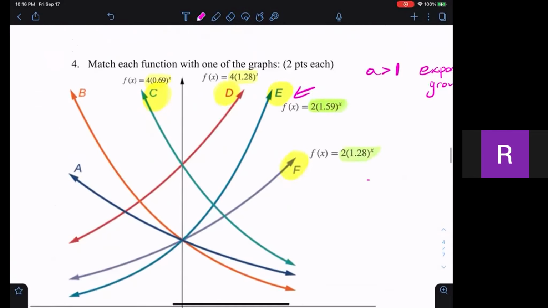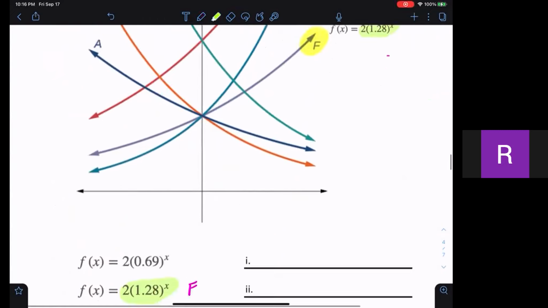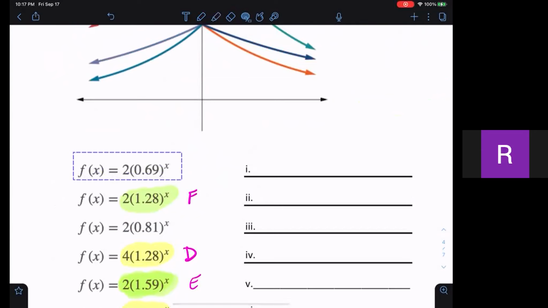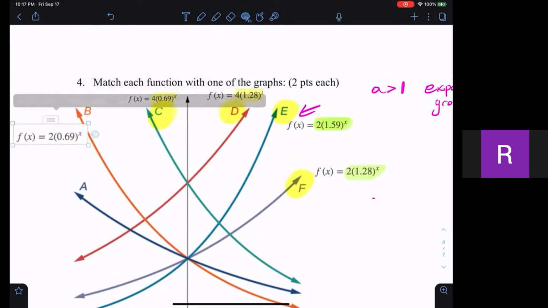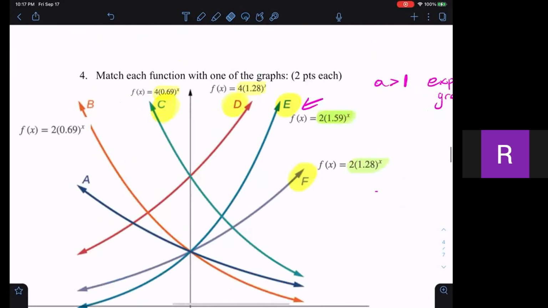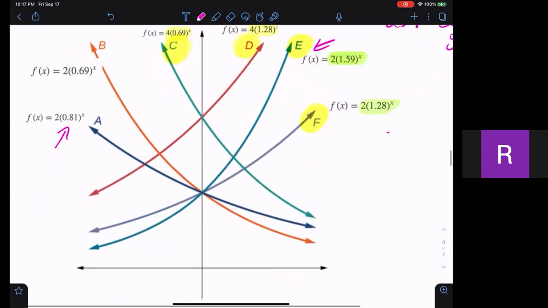Now we have the other two left, A and B. We know it's decay because they're both going down. Now, let's do this. Remember, this is decay, right? So the one that has the slowest decay rate, it should be this one. Why? Because this one has the slowest decay rate, and this 2.81 has the faster decay rate. So it decays faster, right? So that's how you're supposed to think about this. This is the exponential decay, but this decay is faster and this decay is slower. Therefore, B should be 0.69 and then A should be 0.81.